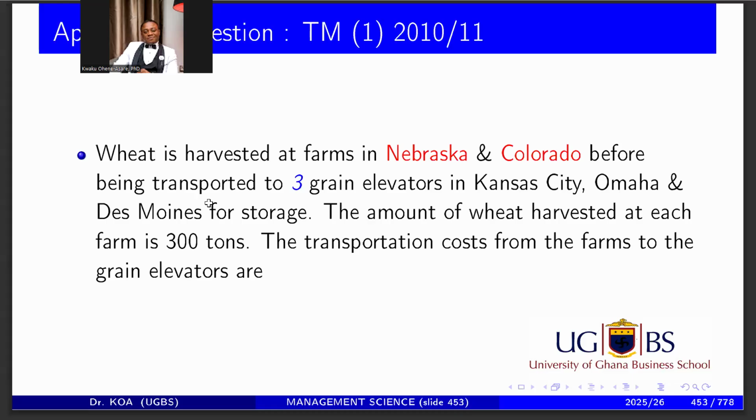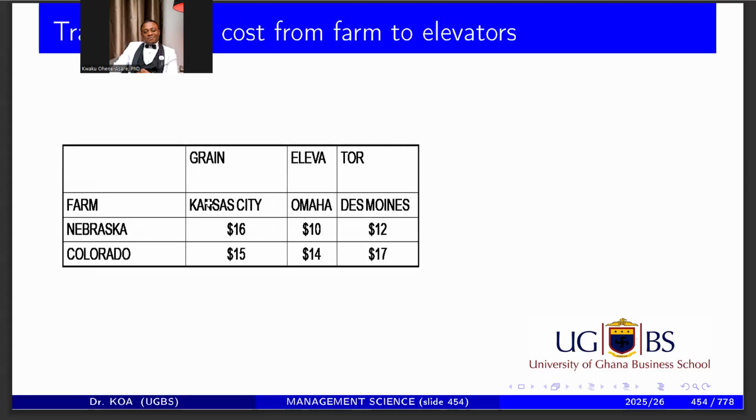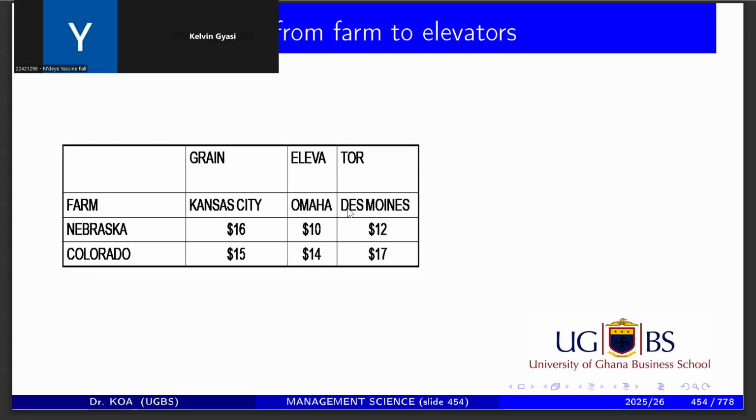So at this stage, now that we have brought the whole thing to that level, you can see that in the new cost, we have the cost of transporting it from the farms in Nebraska and Colorado to the 3 cities, Kansas City, Omaha, and Des Moines. The question now is, how does this change the number of constraints? Who can tell us? Previously, the number of constraints was 6. What would that be now? There were 6 before.